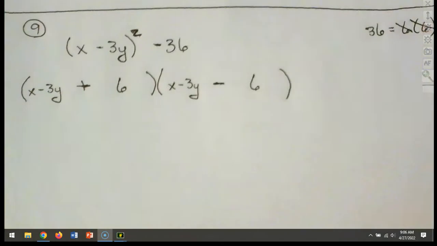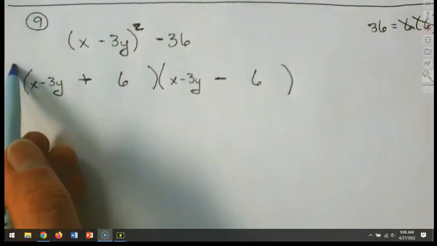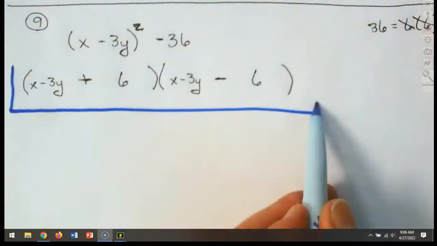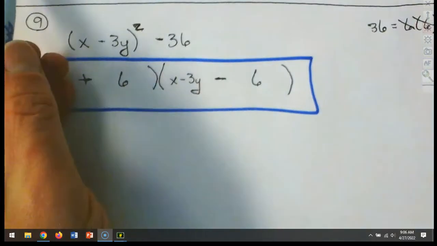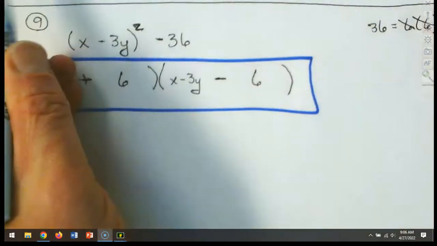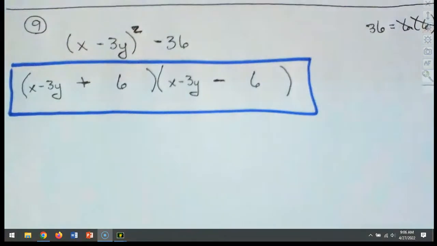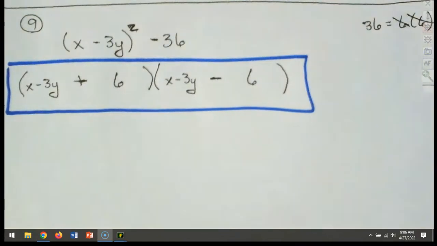So yes, squares are much, much easier than cubes. Cubes take a little bit of time to go through, squares do not. That's going to be your final answer on that one. And it just looks more intimidating than what it was. And I know it's squared because this is squared, and 36 is a perfect square.